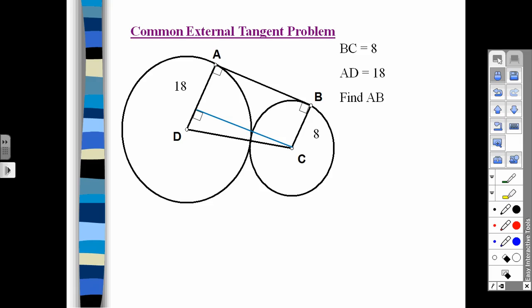The next thing that you want to do, and this is going to be really key for these common external tangent problems, is you need to draw in this segment. You're always going to draw it the same way. You're always going to start from the center of the smaller circle, and draw it towards the radius of the larger circle. So no matter how you set up your diagram with the circles and the common tangent, always know that the line you're going to draw starts at the center of the little circle and is drawn to the radius of the larger circle.